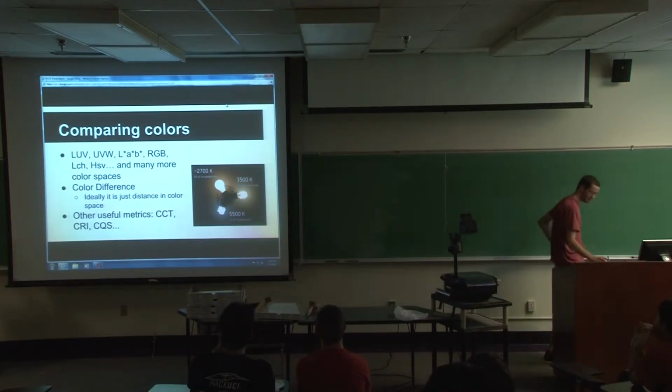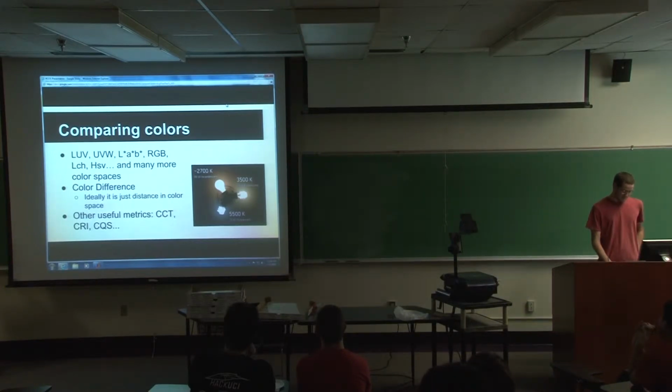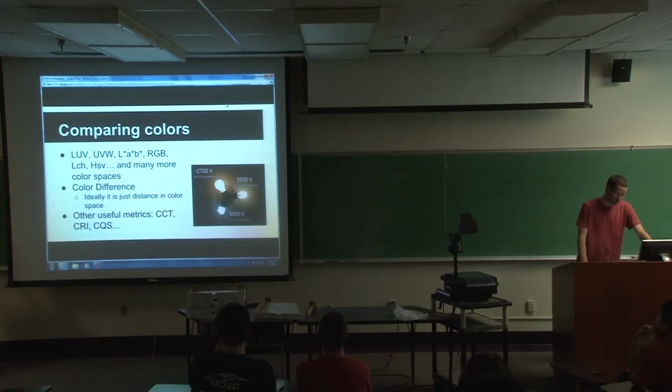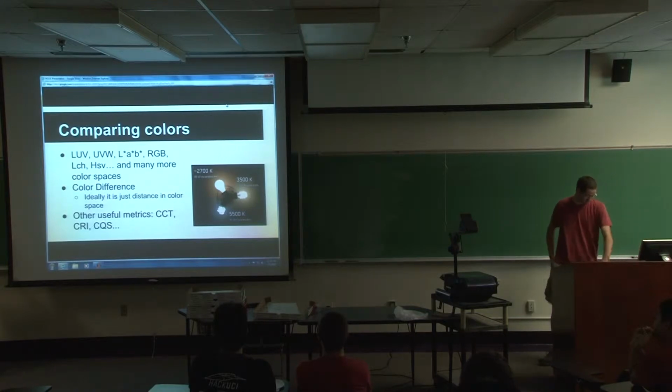And so that's where color difference comes in as an important metric for comparing colors. Because depending on the color space you're using, you might have to add modifiers to make up for nonlinear aspects of the color space and other things like that. So it can get kind of complicated, but ideally it would just be the Euclidean distance in whatever color space you're using. There are also a bunch of other useful metrics.